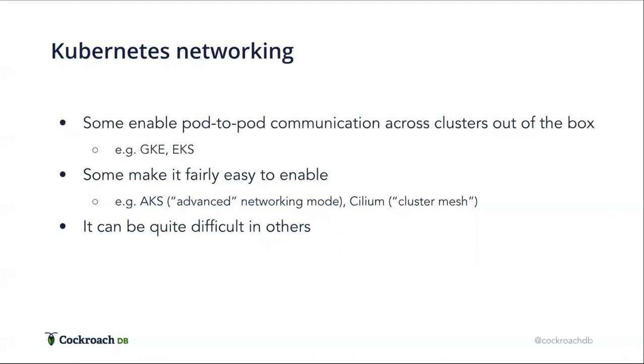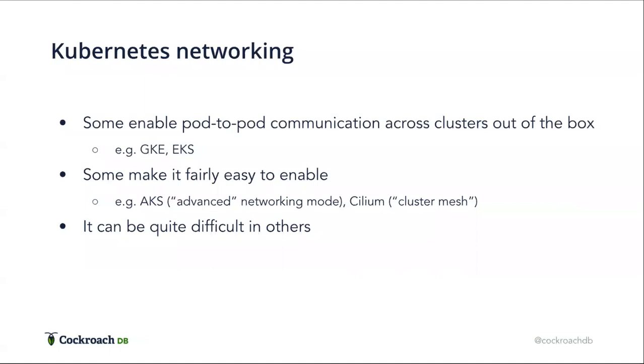And so we can kind of group them into three categories, where some of them do enable direct pod-to-pod communication across clusters out of the box. GKE has always done this. Amazon's Elastic Kubernetes Service has started doing this as of earlier this year. They changed their networking model a bit to make it possible. I don't know if this was directly their goal, but their change to using elastic network interfaces and floating IP addresses made this possible.